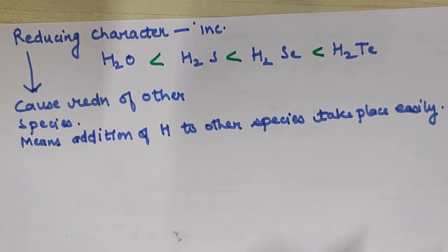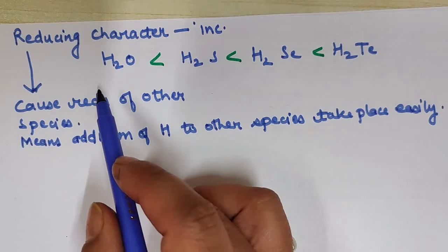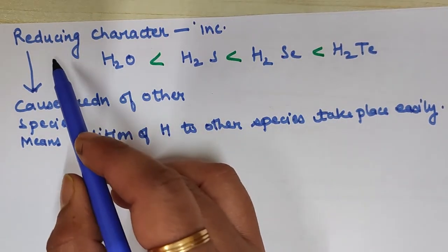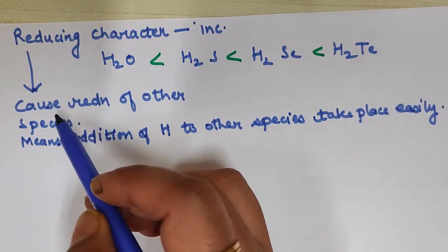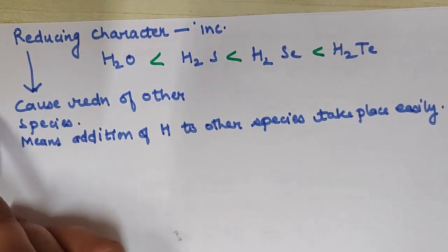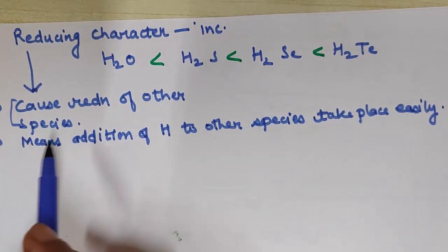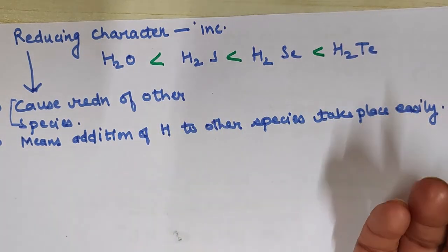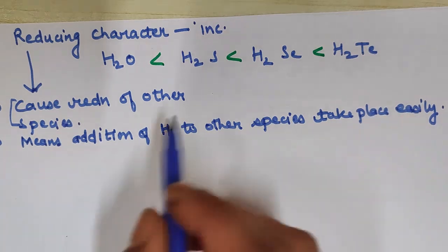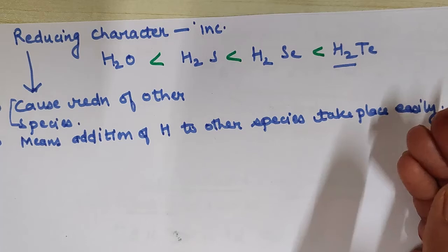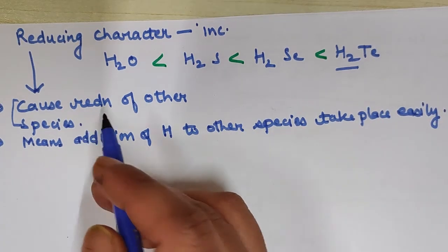The next property is reducing character. Reducing character increases as we move down the group. First, try to understand what reducing character is. Reducing character means the ability to cause reduction of other species, that is, addition of hydrogen to other species takes place easily. The one which gives hydrogen very easily will cause reduction of other species easily.